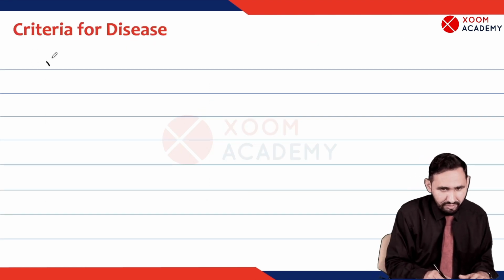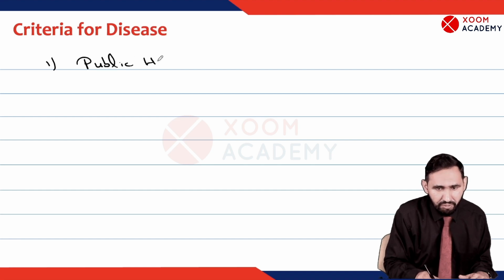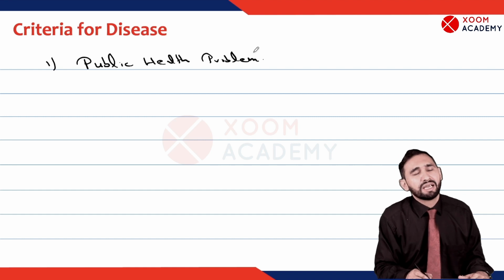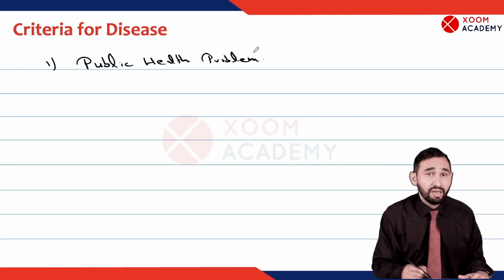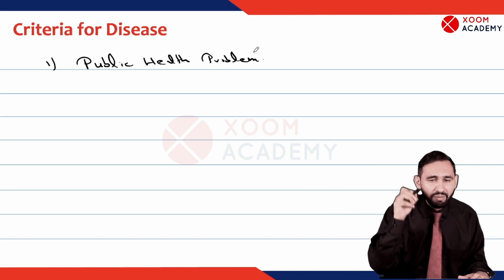Number one, disease must be a public health problem. What is meant by public health problem? It is affecting communities or it is affecting a greater number of people. Like coronavirus is a common public health problem in Pakistan nowadays, or it's a common public health problem in the whole world. So disease must be a public health problem.